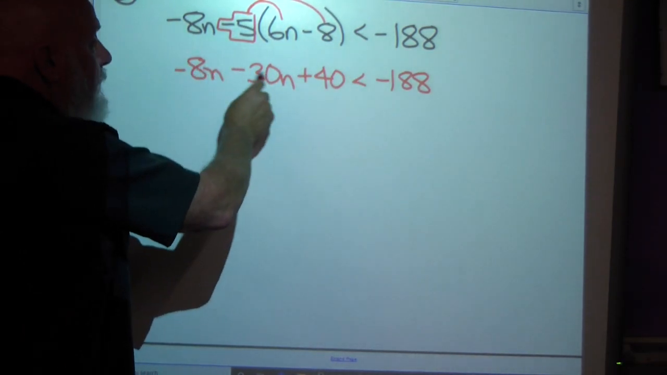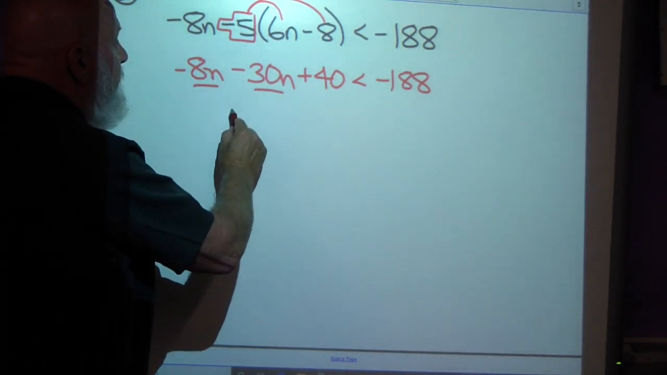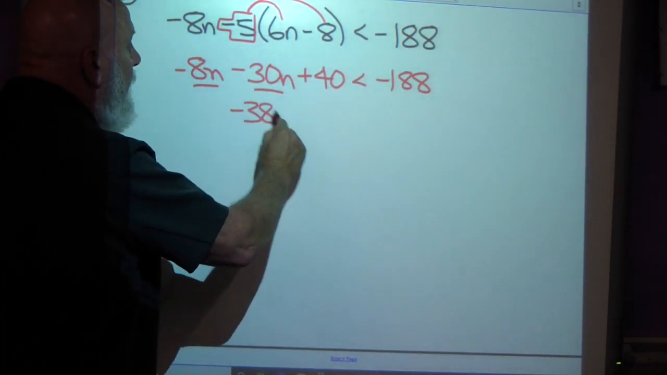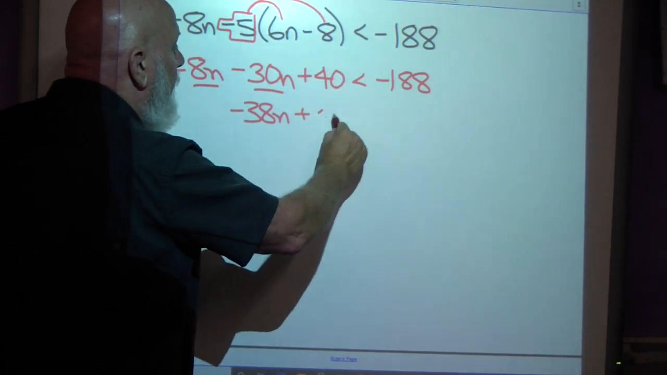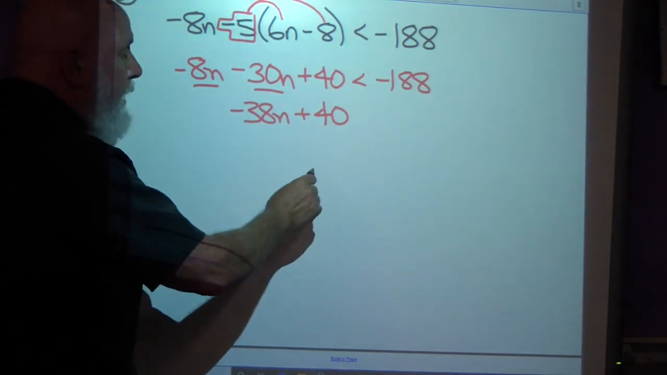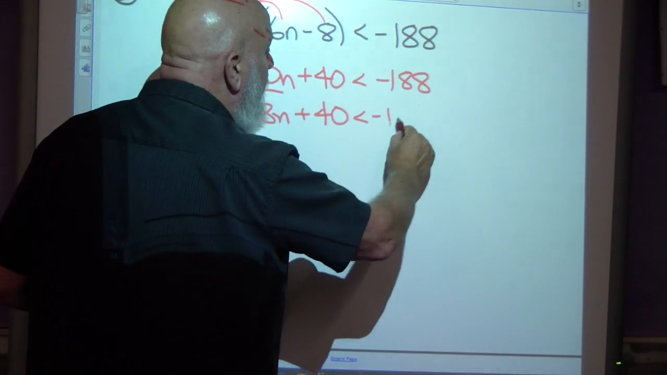These are the same sign. I'm going to combine these like terms right here. That'll give me negative 38n plus 40. This won't combine because it's not an n term. Is less than negative 188.